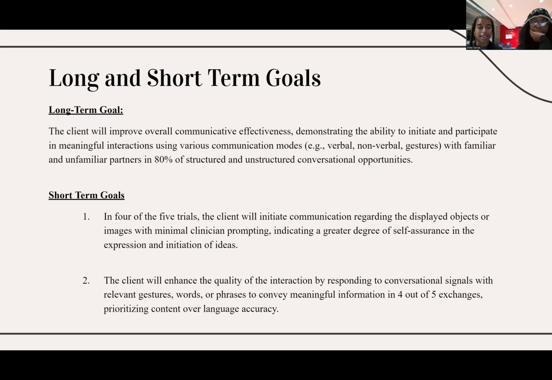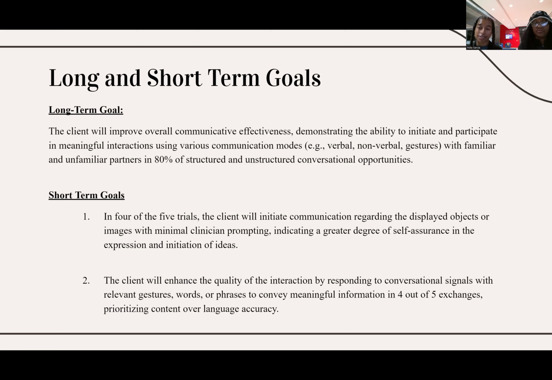Yeah. For number 2, the client will enhance the quality of the interaction by responding to conversational signals with relevant gestures, words, or phrases to convey meaningful information in 4 out of 5 exchanges, prioritizing content over language accuracy. So for this, we would say anything like gestures, like shaking your head up and down, like nodding, saying, oh yes, I understand, or I'm following the conversation.